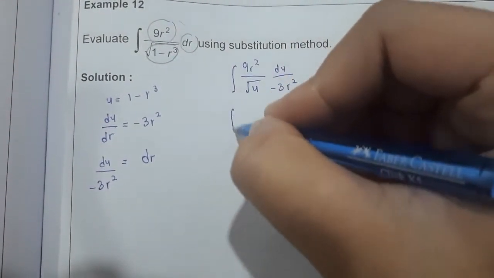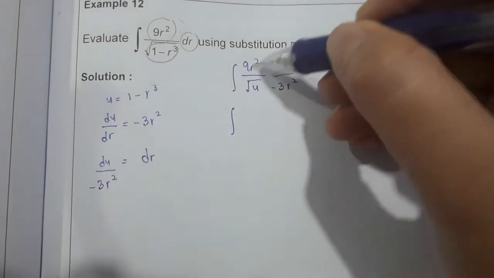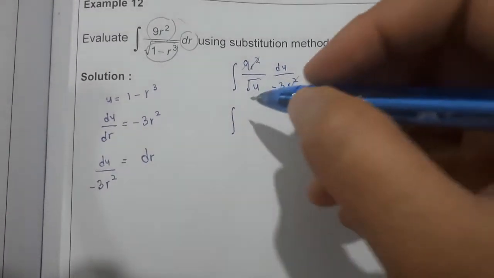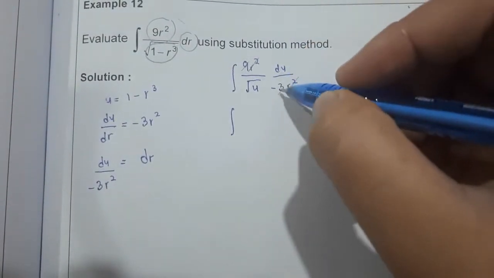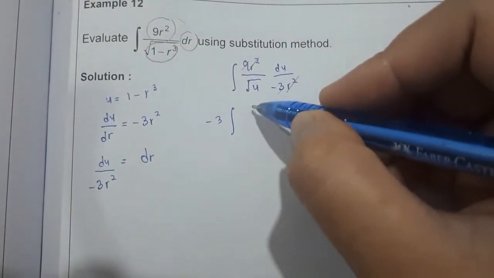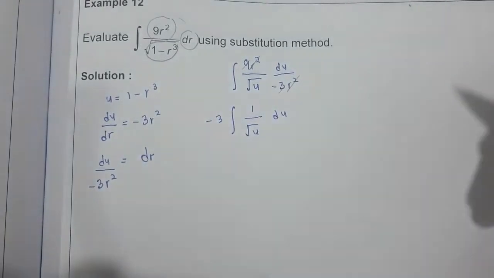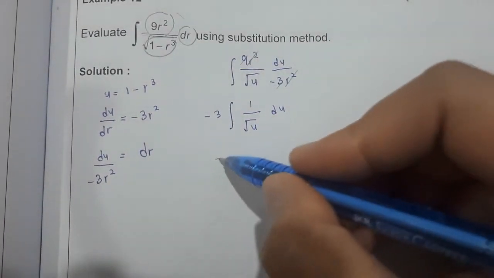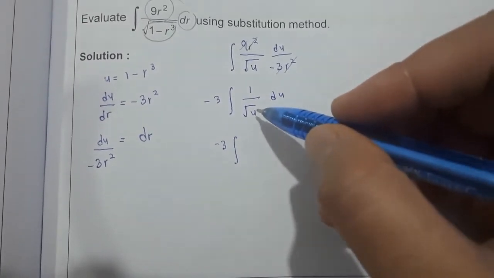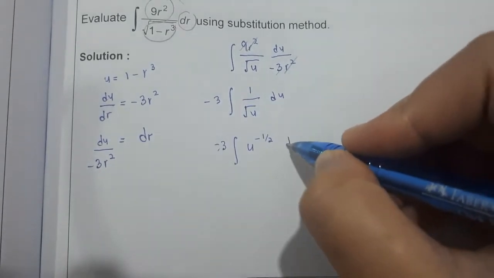9r squared. We can simplify 9r squared and negative 3r squared. 9 over 3 is 3. So we get negative 3 and we can factorize. So what's left is 1 over square root u du. Square root u is equal to u power 1 over 2, and we can bring it up. So u power negative 1 over 2.